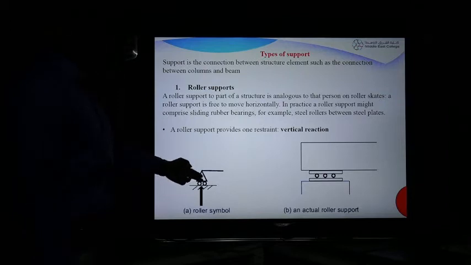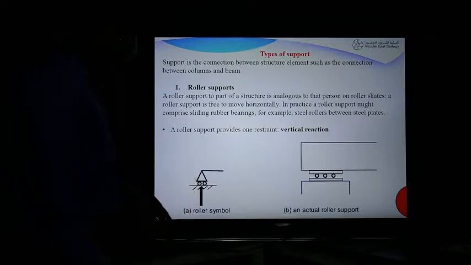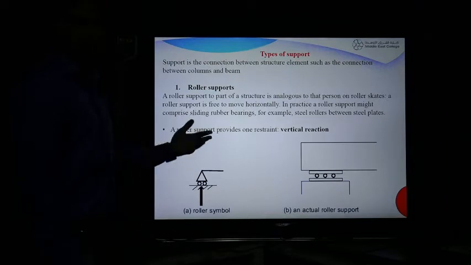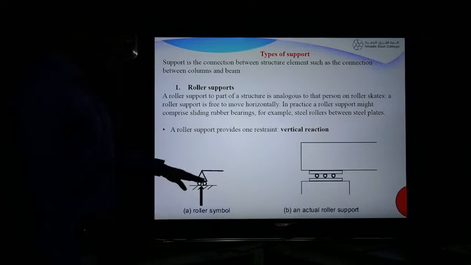These supports allow movement. A roller support has a vertical force only; it can resist only the upward force. A roller support to a part of a structure is analogous to a person on roller skates. It is simply like wearing roller skating shoes. What force does the person standing on the roller skates have? The same thing happens here. A roller support is free to move horizontally. It can move in a horizontal direction.